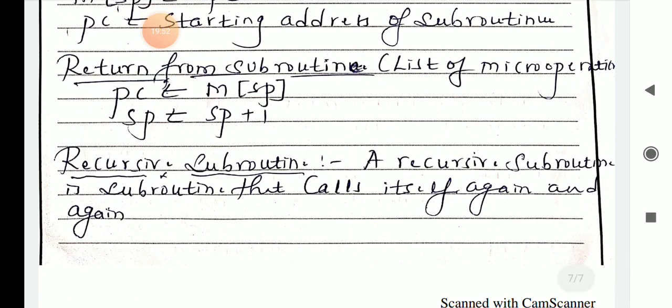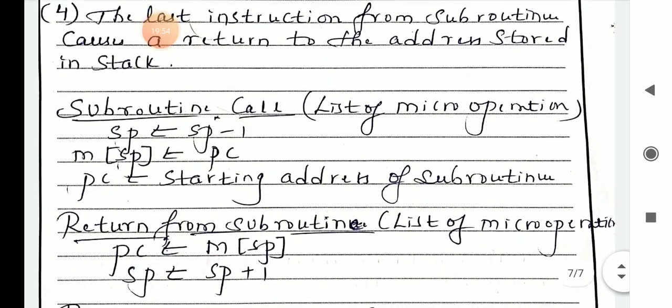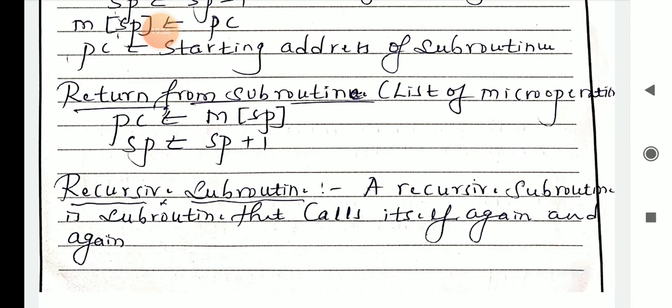Next, recursive subroutine. A recursive subroutine is a subroutine that calls itself again and again. So that is the recursion happening.